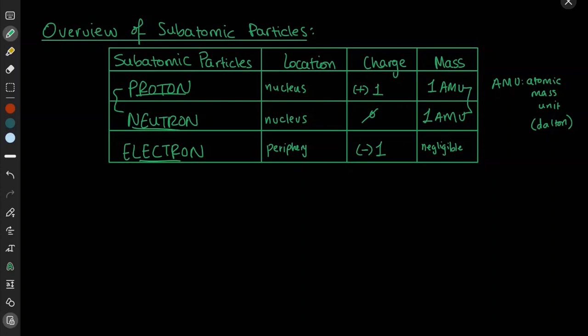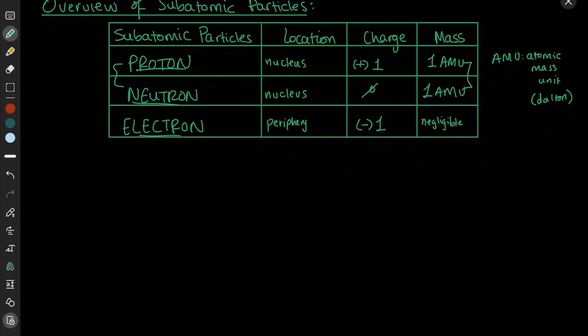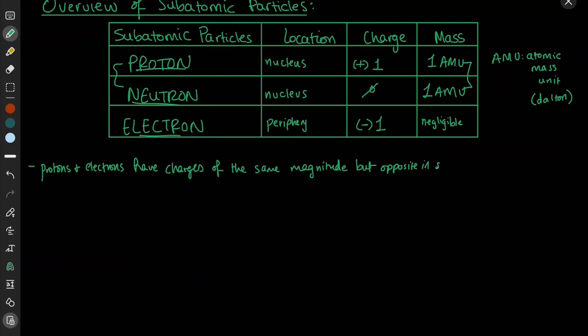And so, based on what we just talked about, there are some important things that we have to note. Number one, we said that protons have a charge of positive 1, a positive charge. Electrons have a charge of minus 1, a negative charge. Because they both have a 1 in front, and they have plus and minus respectively, this means that protons and electrons have charges of the same magnitude, but opposite in sign. So what do you mean by that?